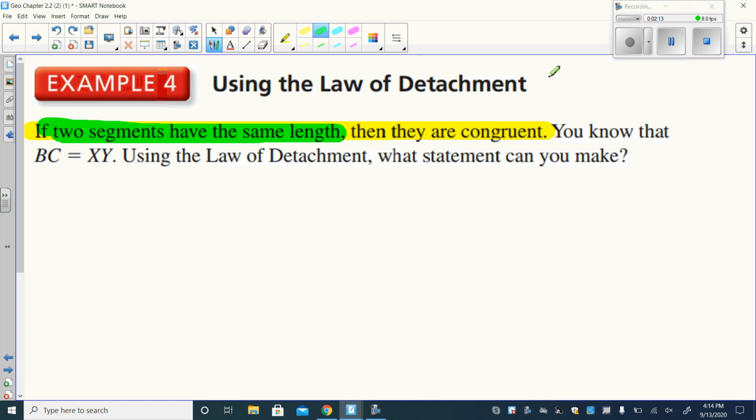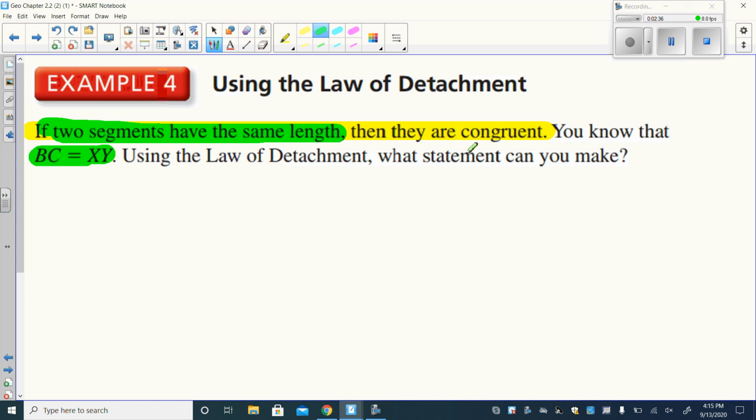Okay, so let's keep reading. You know that BC is equal to XY. So this here, again, when they don't have the line above it, we're not talking about the segments. We're talking about the lengths of the line. So we're saying that BC is equal to the distance from X to Y. So the distance from B to C is equal to the distance from X to Y. The segments have the same length.